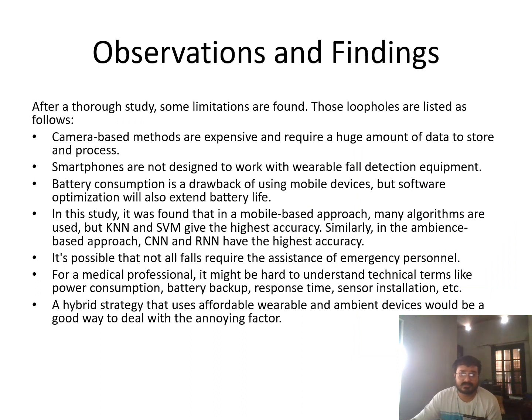Observation and findings. After a thorough study of research papers, some limitations were found. Those loopholes are listed as follows. Camera-based methods are expensive and require a huge amount of data to store and process. Smartphones are not designed to work with wearable fall detection equipment. Battery consumption is a drawback of using mobile devices, but software optimizations can extend the battery life.